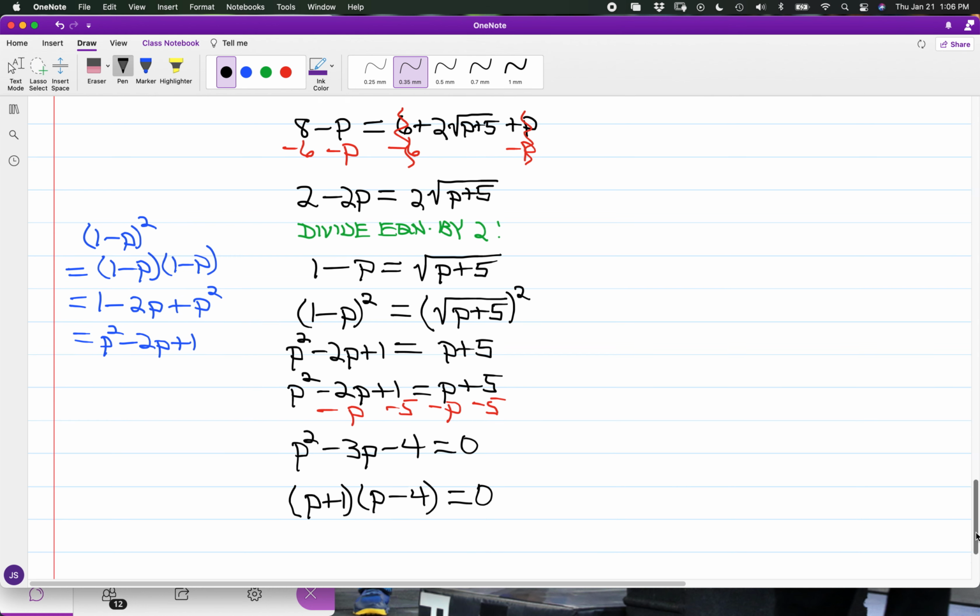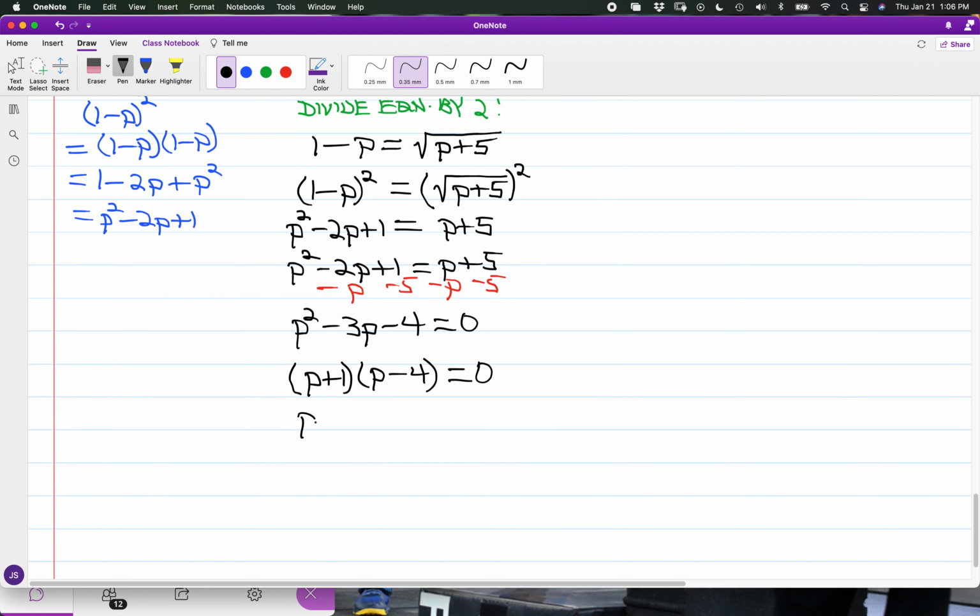and setting each of the factors to 0. Okay, so you have for the apparent solutions, for p plus 1 equal to 0, I have p equal to negative 1, and for p minus 4 equal to 0, I have an apparent solution of 4.